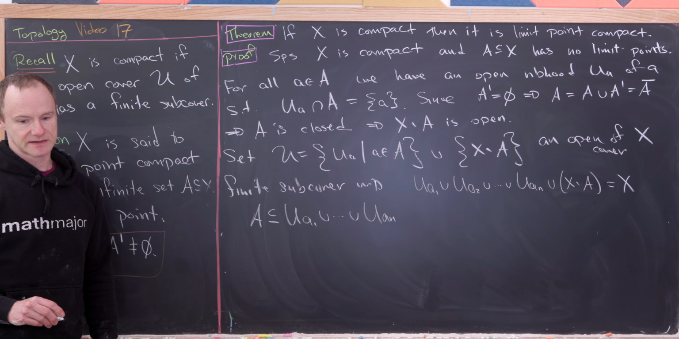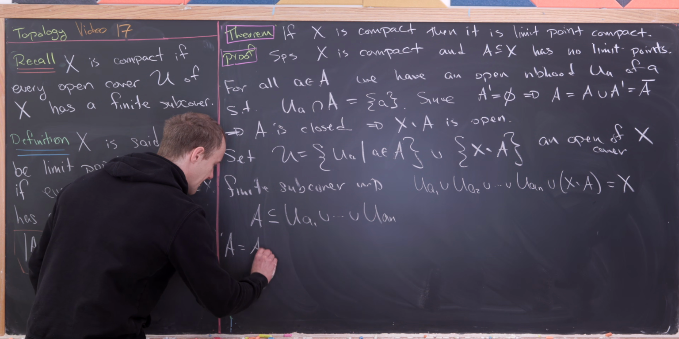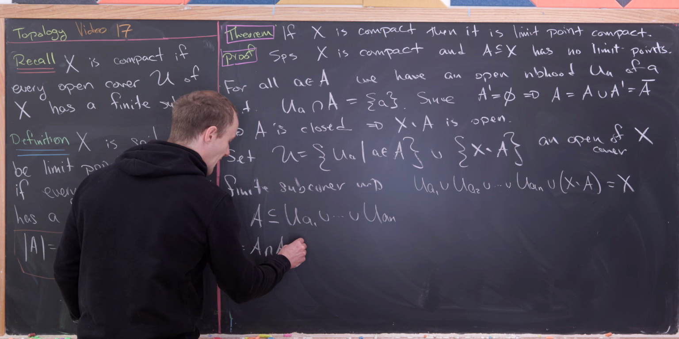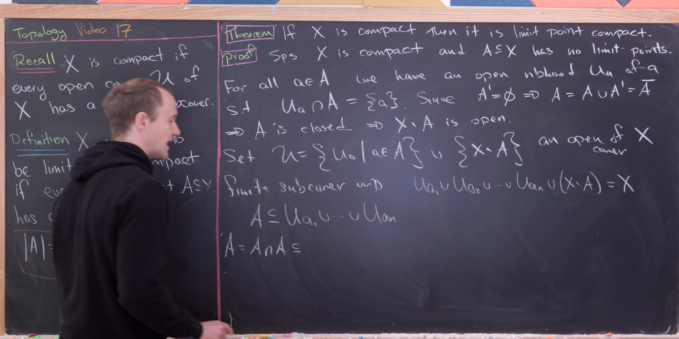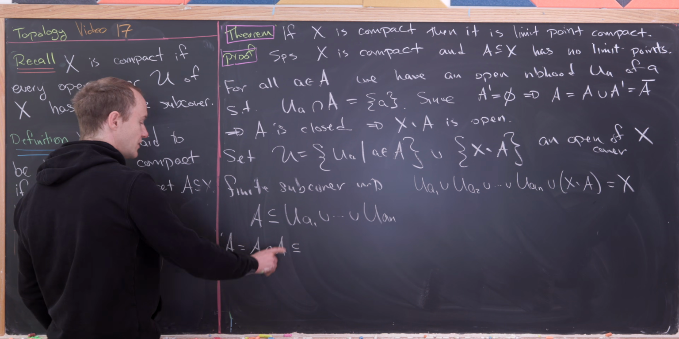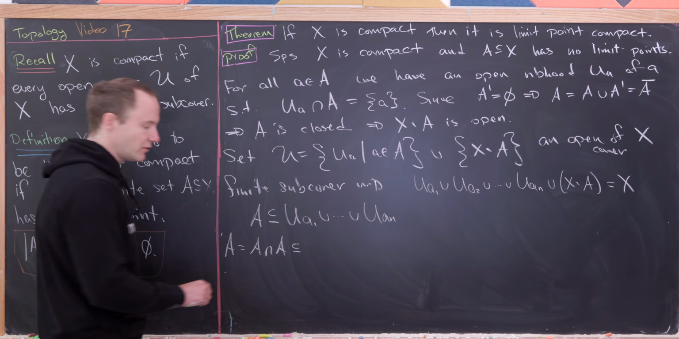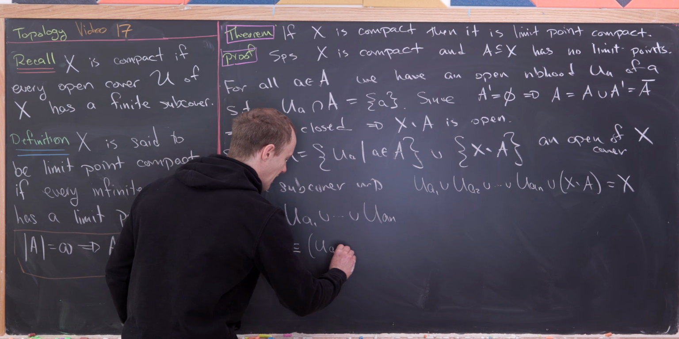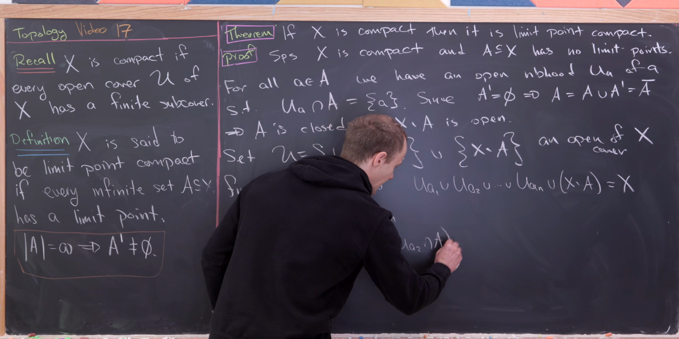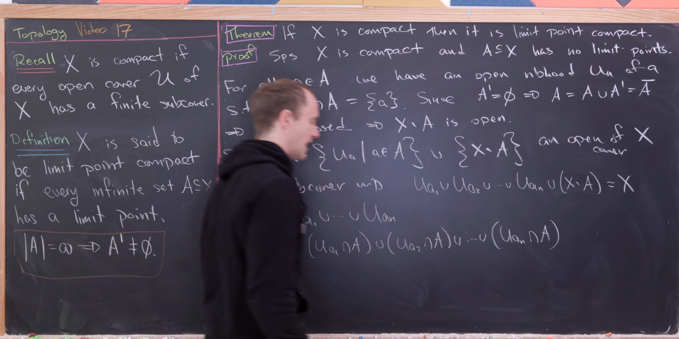So now what I want to do is observe that A is equal to A intersect A. Nothing really is going on there, but then I want to intersect everything on the right here. So I'll intersect this big union with A. But then the intersection will distribute over the union and give us U sub A1 intersect A, unioned with U sub A2 intersected with A, union all the way up to U sub AN intersected with A.